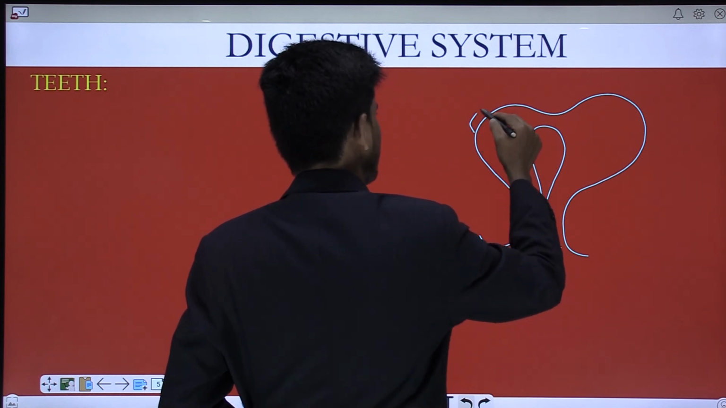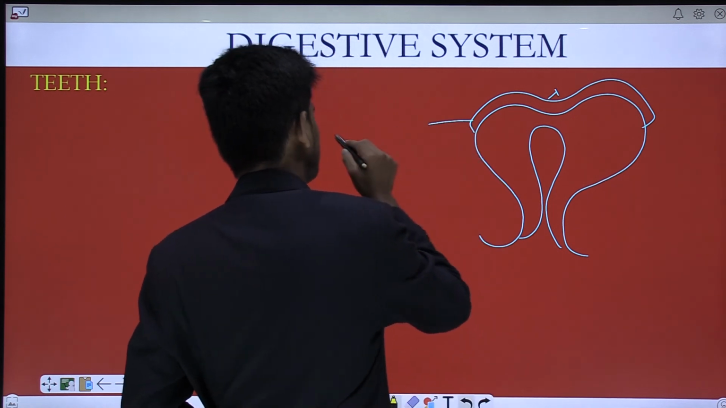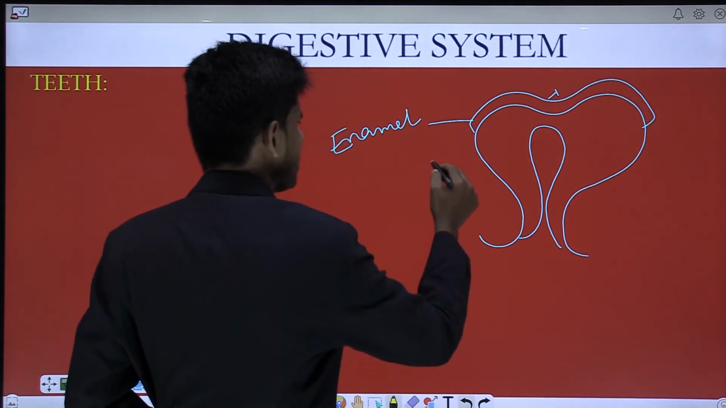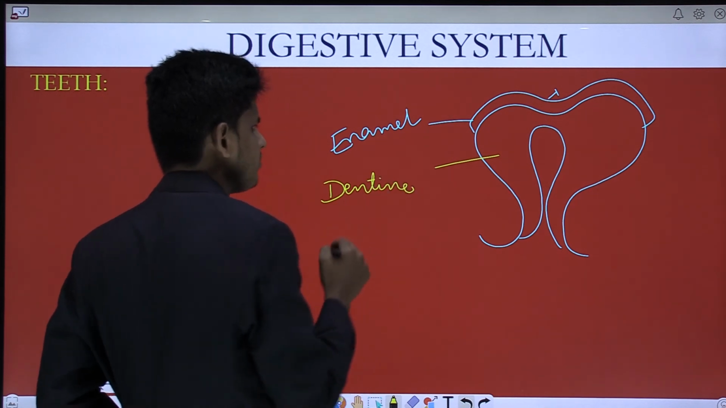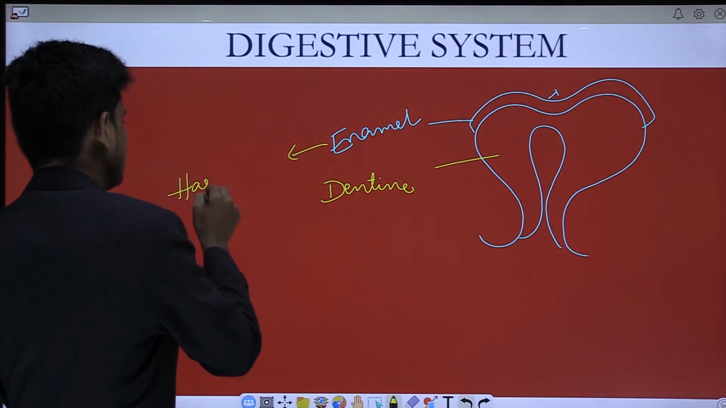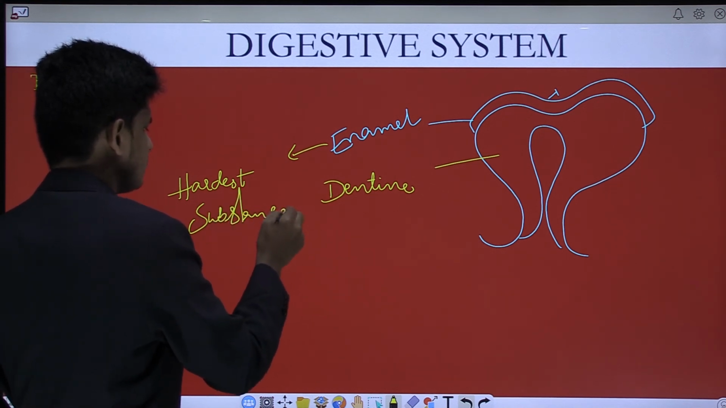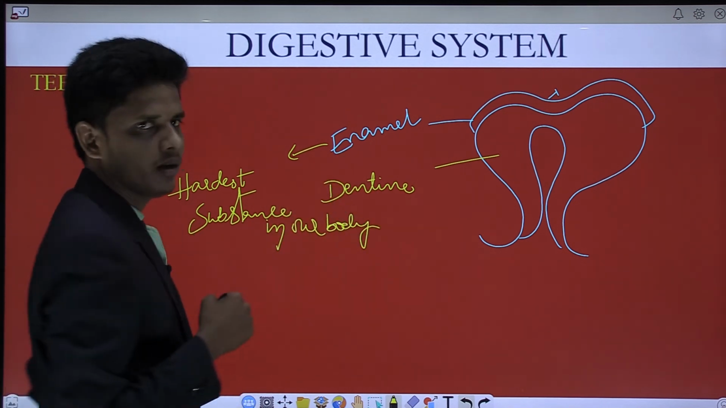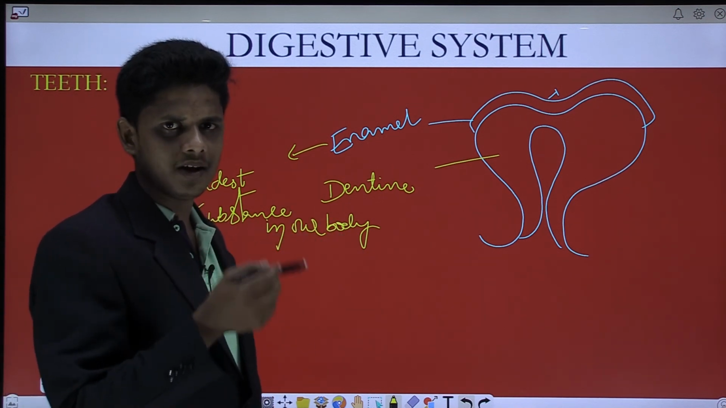And it is covered by a membrane that is called enamel. What is that? Enamel. See, this is enamel. And the entire tooth is made up of dentin. And this particular enamel is the hardest substance in our body. What is that? Enamel. And dentin is a substance which makes up the entire tooth.